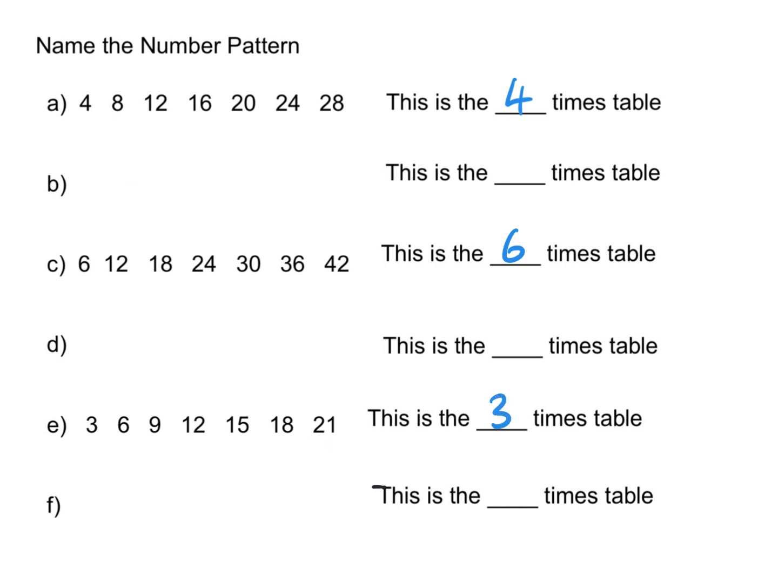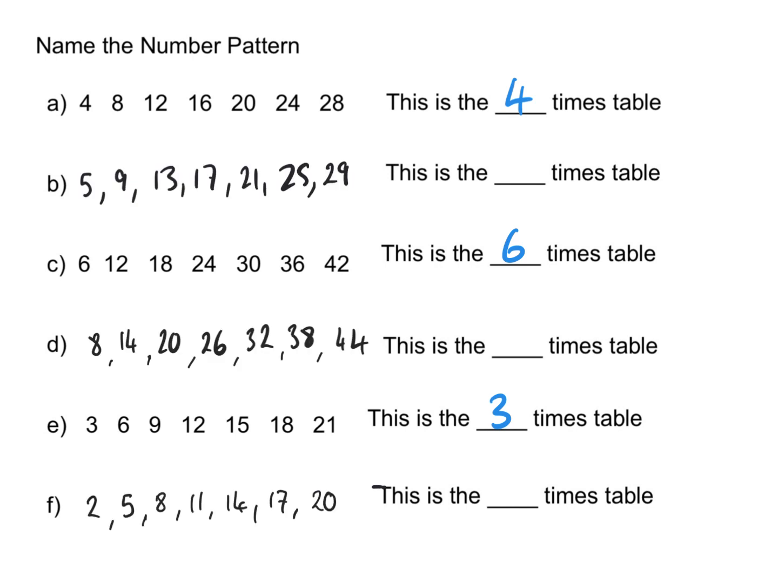What I'm now going to do is fill in these missing questions here. So I'm going to try and fill in parts B, D and F with a new number pattern, and I want to see if you can still answer that question. So here we can see the new number patterns, and if we look at part B here, it's 5, 9, 13, 17. And what you'll probably recognise here is this isn't one of your times tables that you know.